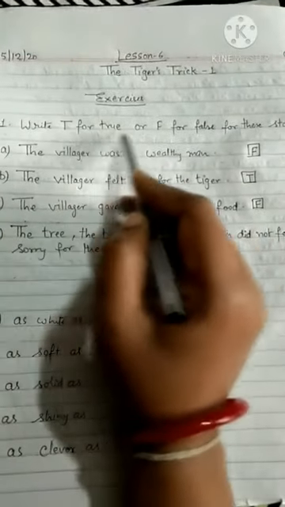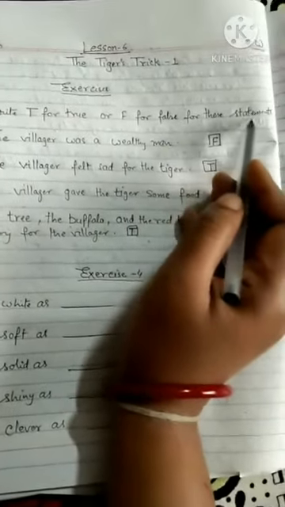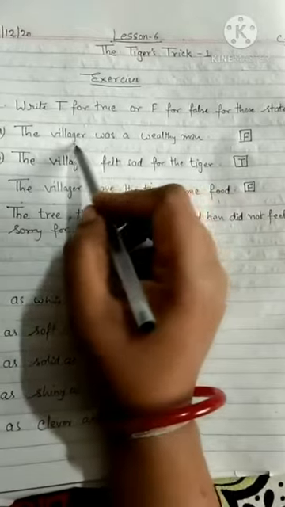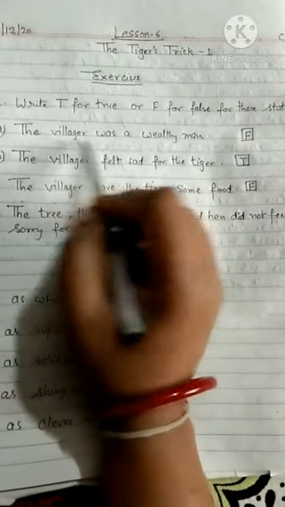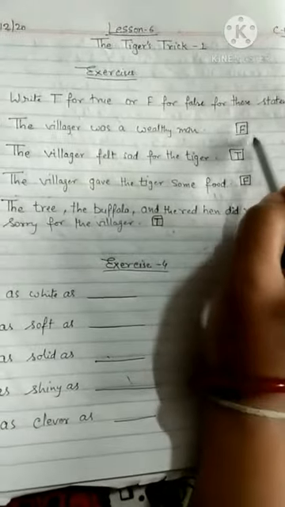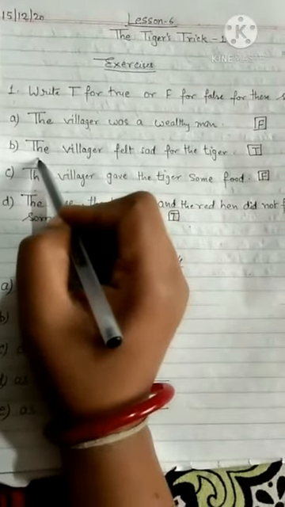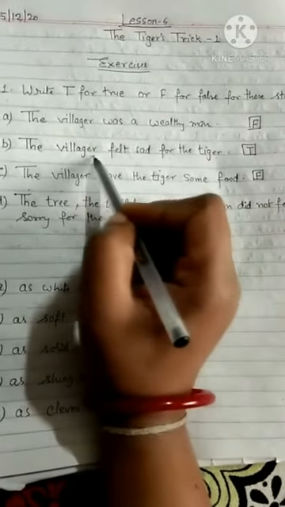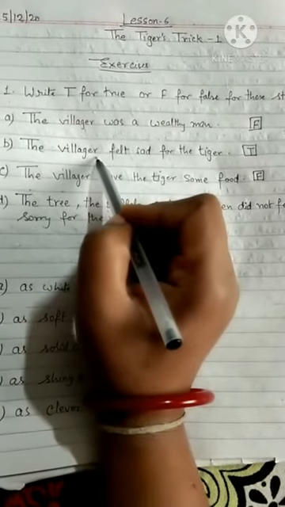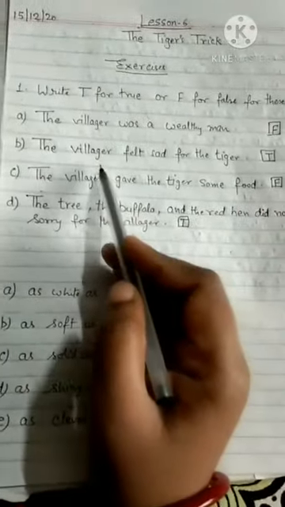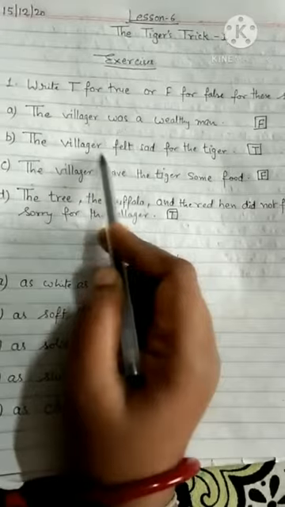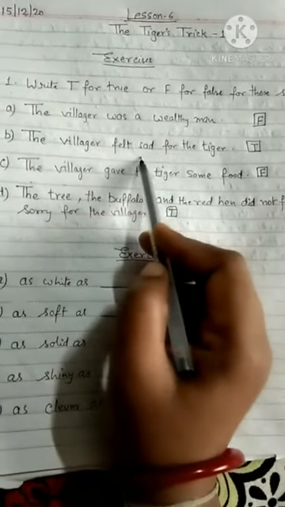Classwork, exercises like this. The first exercise is: write T for true or F for false for these statements. A: The villager was a wealthy man. It is false because the villager was a poor villager. So the villager was not a wealthy man, so it is false here. Next, B: The villager felt sad for the tiger. Yes, it is true, because again and again the tiger is requesting the villager to take him out of the cage, sobbing and requesting him.